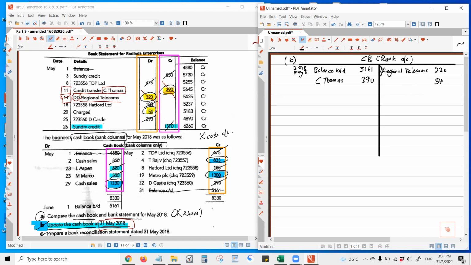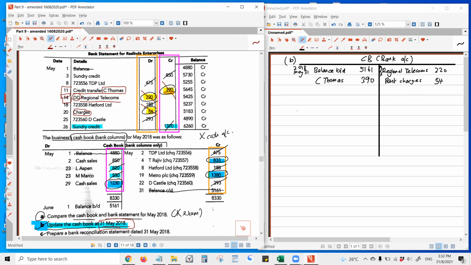The reason they have the word charges here is because it is prepared by the bank. So the bank definitely knows charges means bank charges. So for us to record into our accounting, we have to write bank charges to complete it. Okay, bank charges 54. So do you think there is anything more to be used to update the cash book bank account?